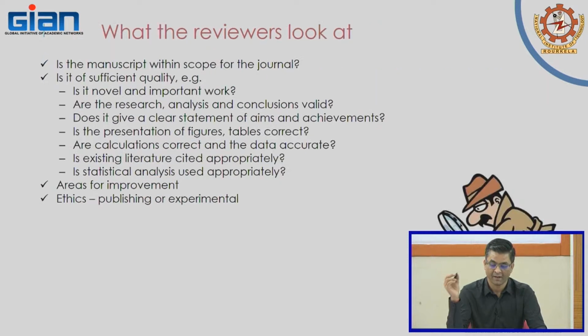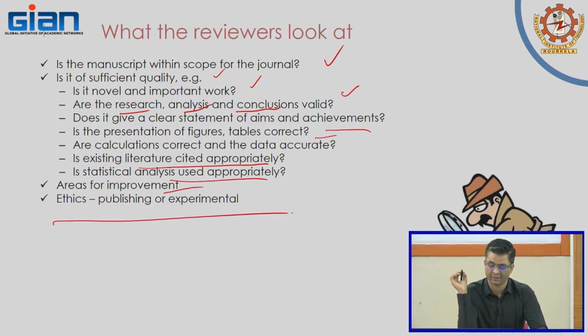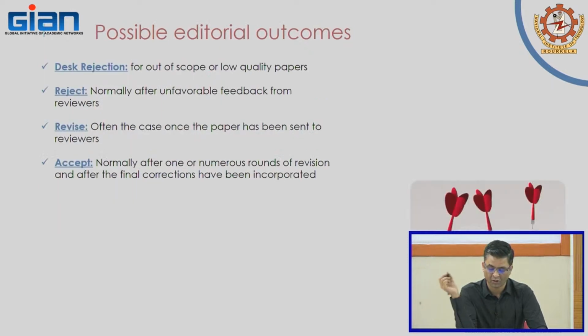So reviewers check: is the manuscript within the scope of the journal, of sufficient quality, what you have done, whether the research, analysis and your conclusion are valid, that is very important. Is the presentation of figures and tables correct, aims and achievements. In the majority of cases only what is presented is reviewed. Or if you have used an old technique whereas a new technique is available, those things are commented on, existing literature cited appropriately, statistics, areas for improvement and ethical statements. So this is all a reviewer looks for.